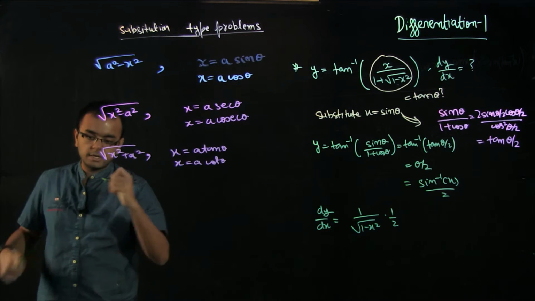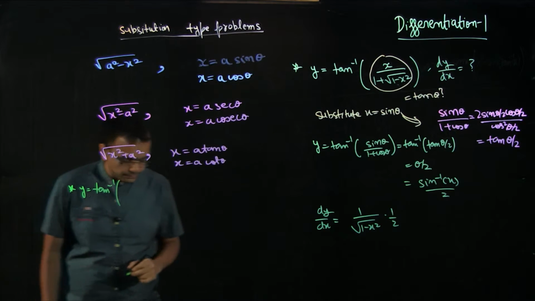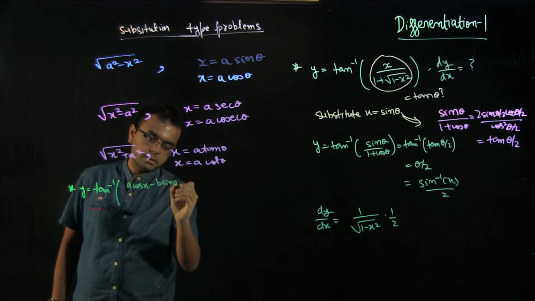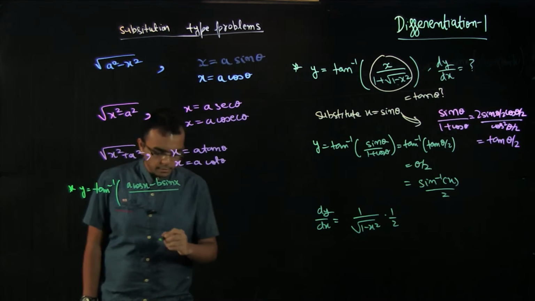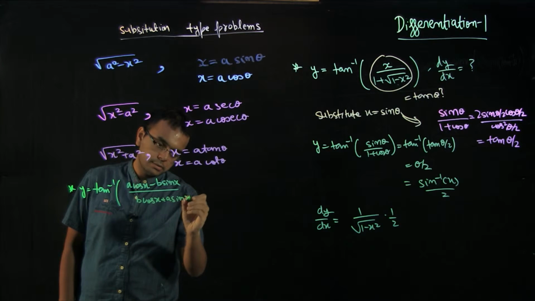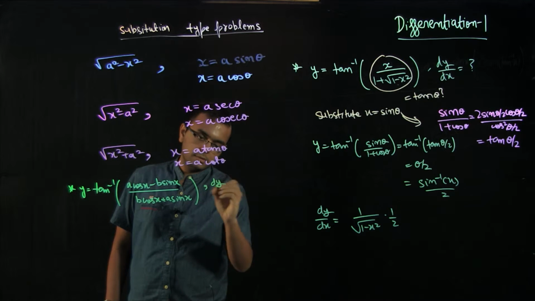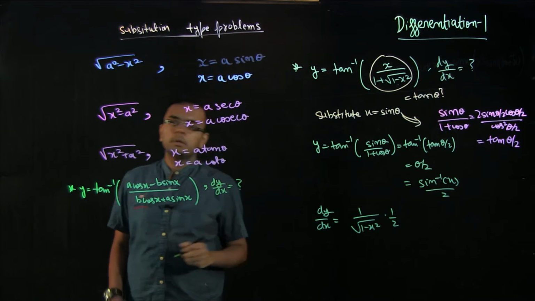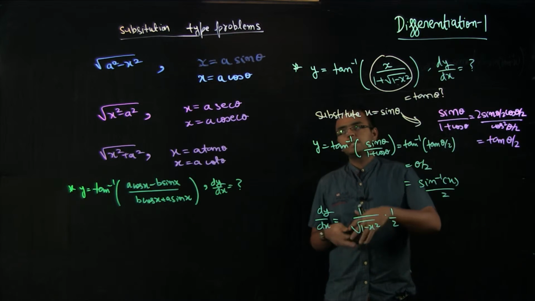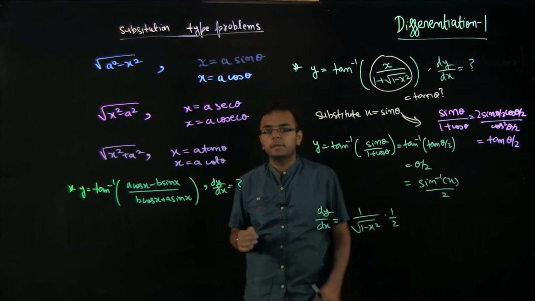So, that problem says that y is tan inverse of (a cos x minus b sin x) by (b cos x plus a sin x), and we have been asked to find dy by dx. Now, how do we approach a problem like this? There is no standard a square minus x square or x square minus a square type substitution. So, what do we do in a problem like this?